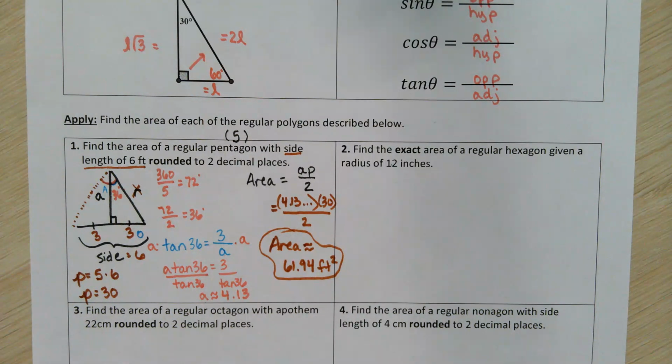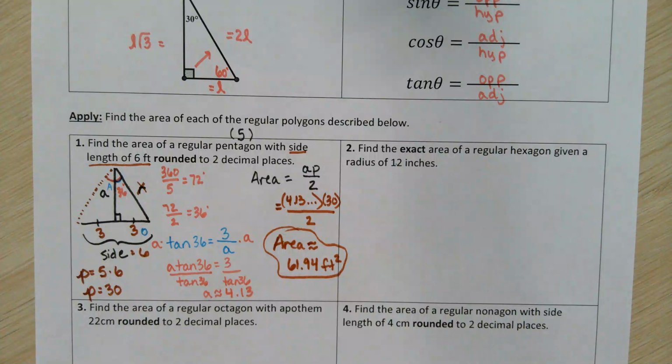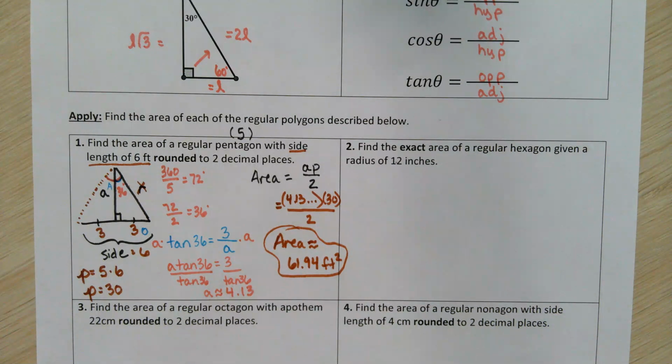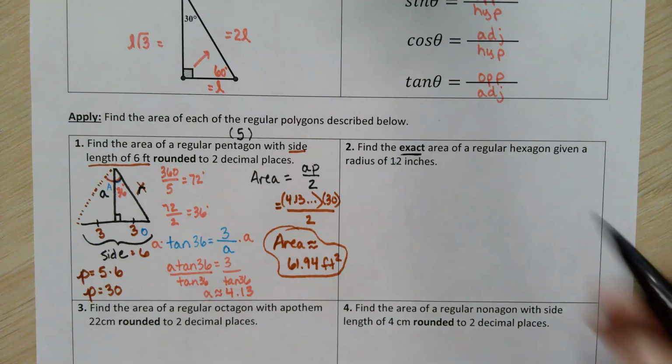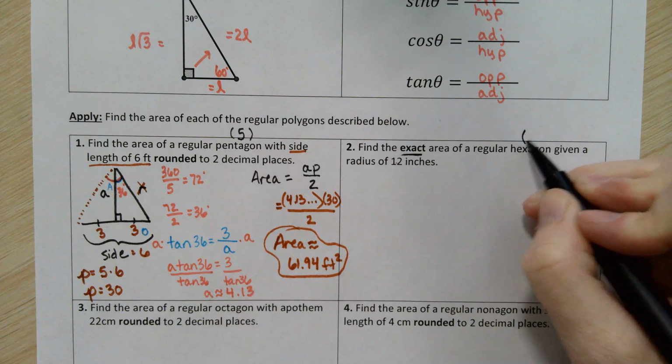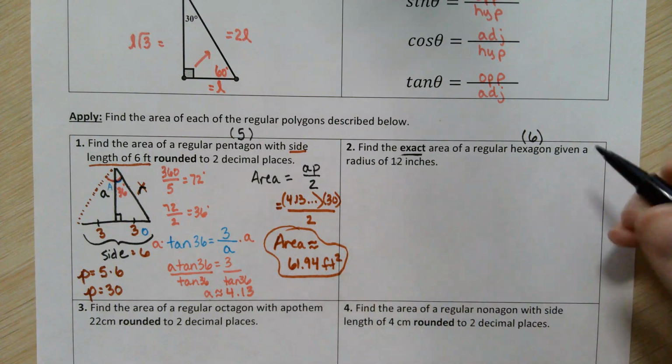All right, first example done. Ready to move on to the next one. We do the same thing every single time. There's just a difference in terms of the number we're given and the angle that forms that central angle. So this time we start reading. We're going to find the exact area this time instead of rounding of a regular hexagon. Hexagons have 6 sides, and we're given a radius this time.